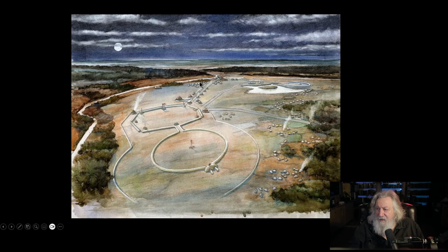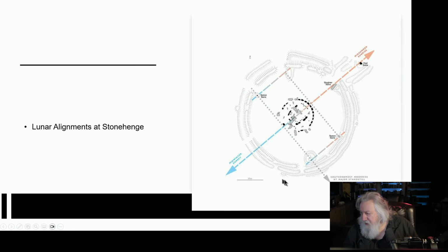Now let's go back to here. And what do you see here? You have the southernmost moonrise. And so this is also going to be a maximum lunar rise.